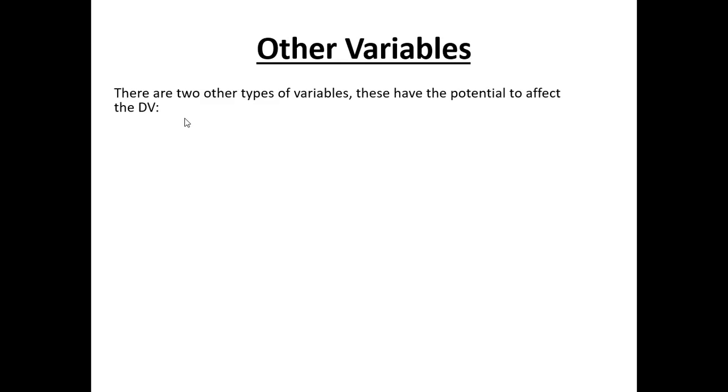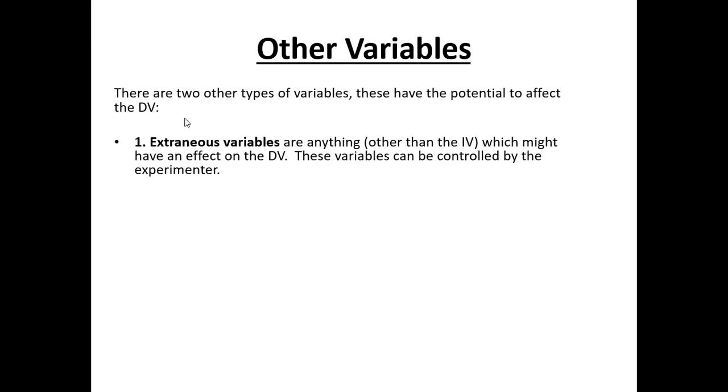Other variables that we come across, extraneous variables. So these are anything else that can have an effect on the DV. These tend to be controlled by the experimenter. Time limit for tasks, content of words, they tend to be external things, so things in the environment.